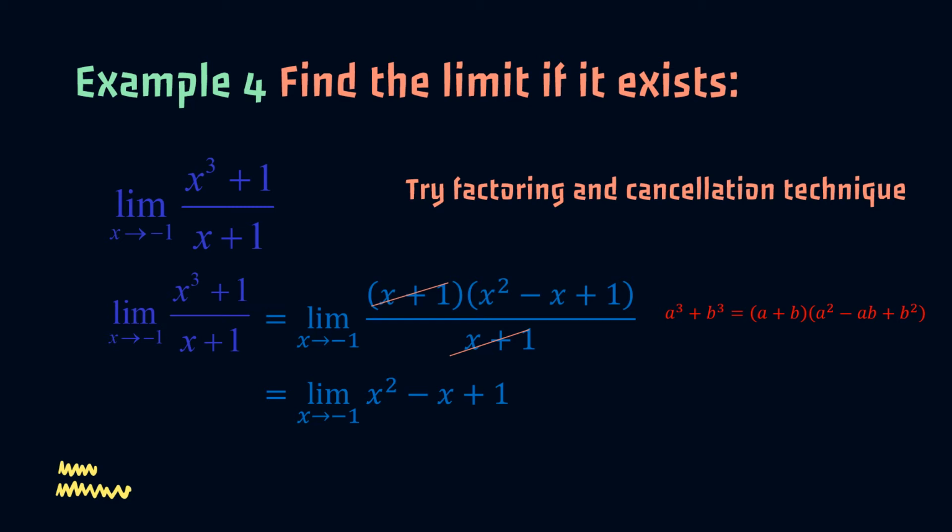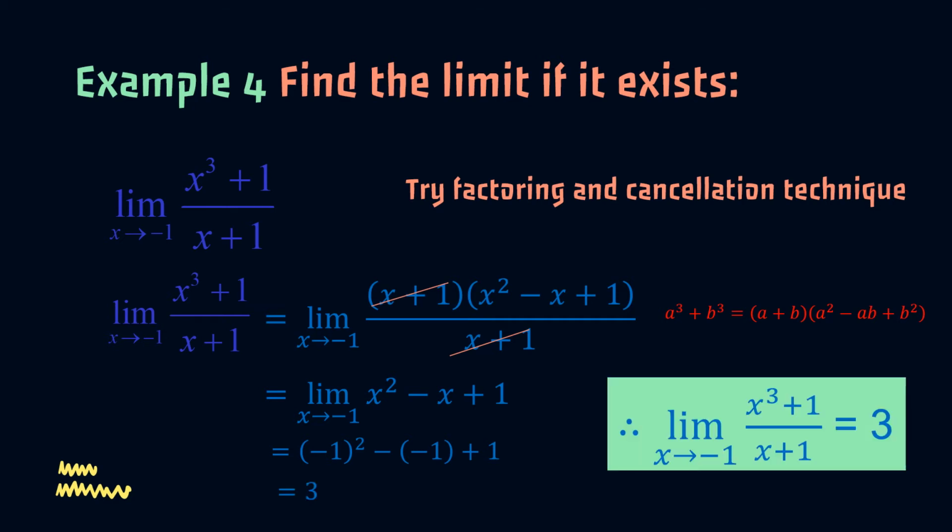At this point, notice that the denominator cancelled, so we don't have a fraction anymore, and we can use direct substitution. So we replace x by negative 1 wherever we see x. Negative 1 to the second power minus negative 1 plus 1: negative 1 squared is 1, negative times negative is positive, plus 1 plus 1, so the answer is 3. Therefore, the limit when x gets close to negative 1 of x cubed plus 1 over x plus 1 equals 3.